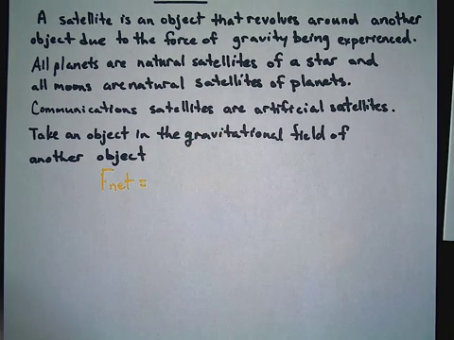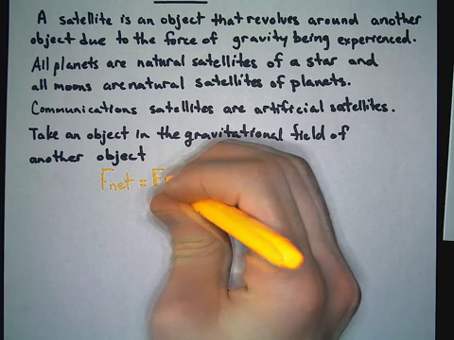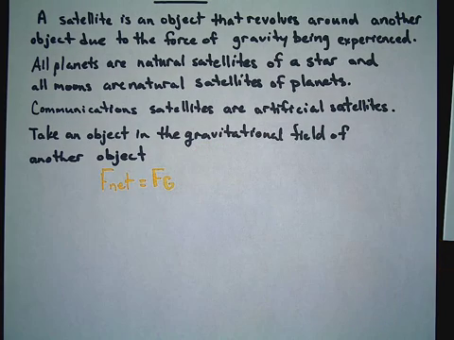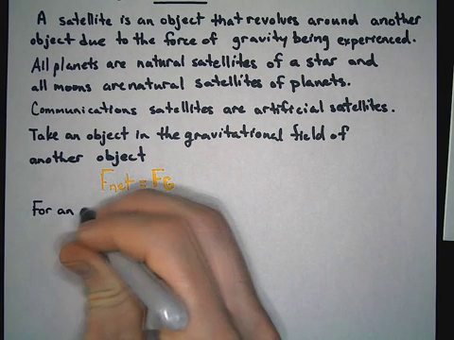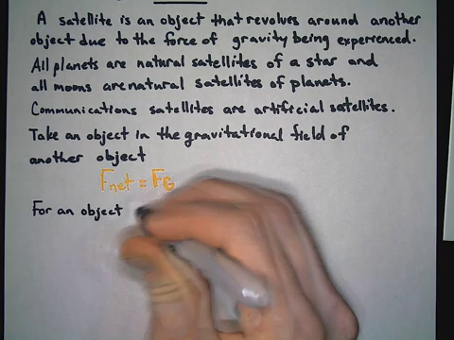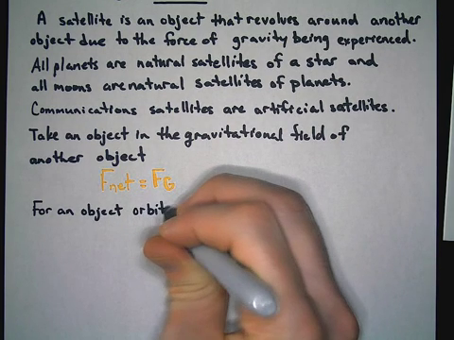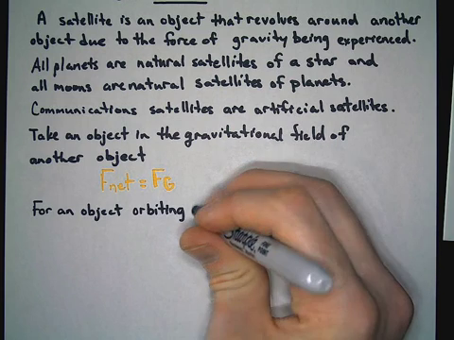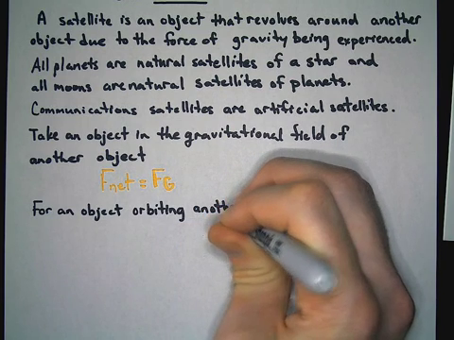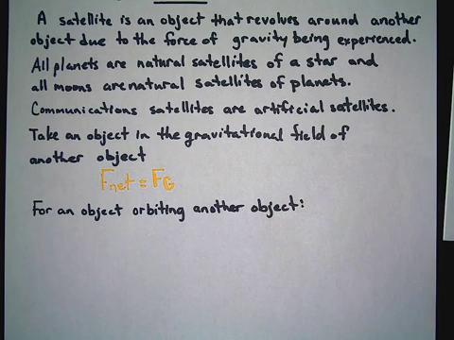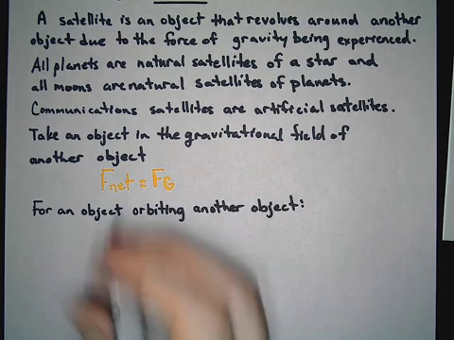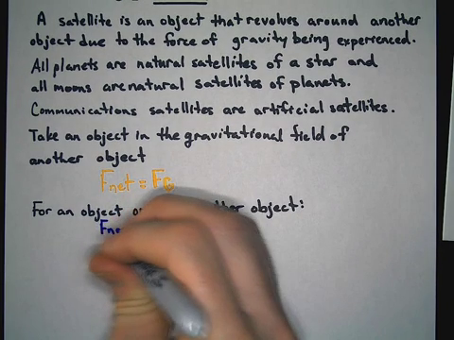For an object that is orbiting another object, what do we know about the net force there? Way back from Unit 1, we know that the net force will therefore be equal to the centripetal force. Well, we have the net force for both of these objects. What this tells us is the following.